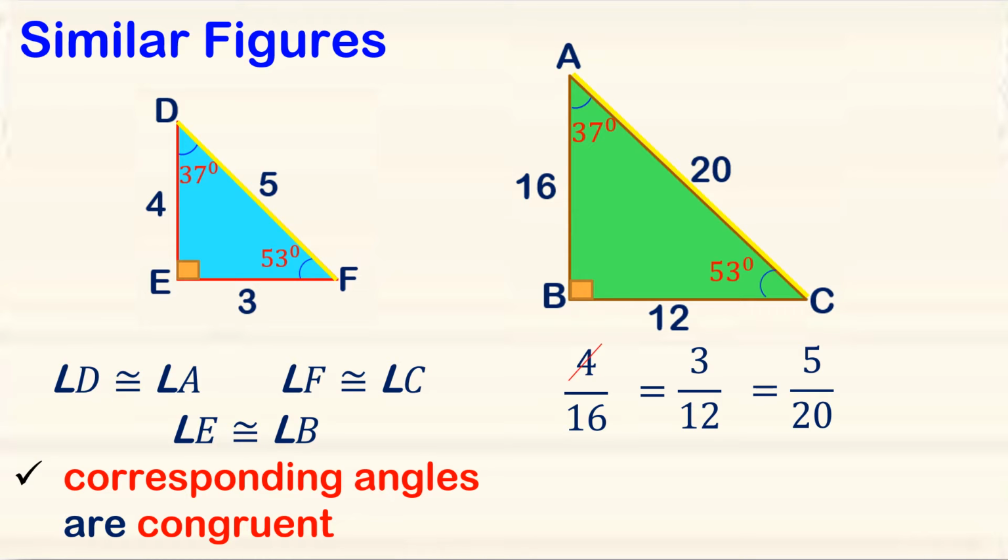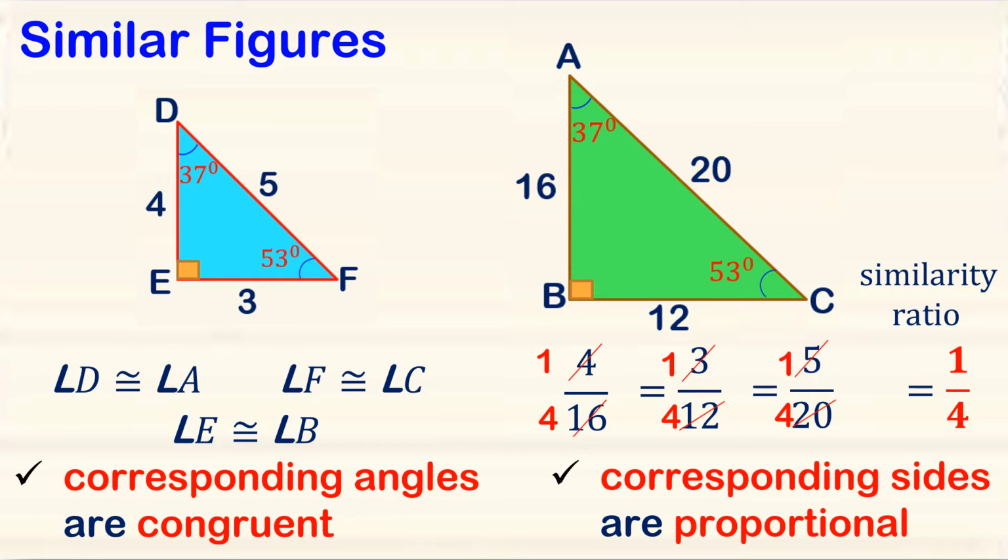Then we are going to simplify these. To simplify 4 over 16, we divide both the numerator and the denominator by 4, so it is equal to 1/4. 3 over 12, we divide both the numerator and the denominator by 3, so it is 1/4. And 5 over 20, we divide both the numerator and the denominator by 5, so it is equal to 1/4. So there is a similarity ratio which is equal to 1/4. Therefore, their corresponding sides are proportional, and therefore, triangle DEF is similar to triangle ABC.